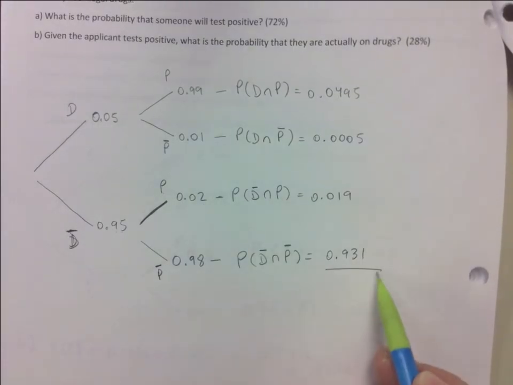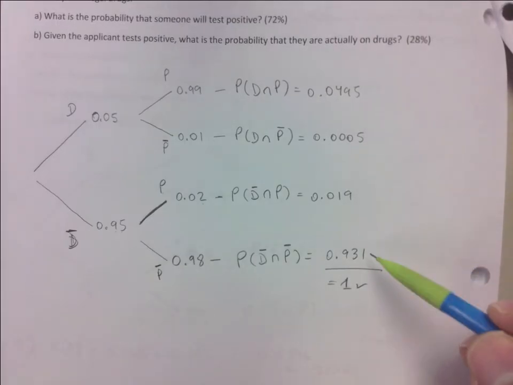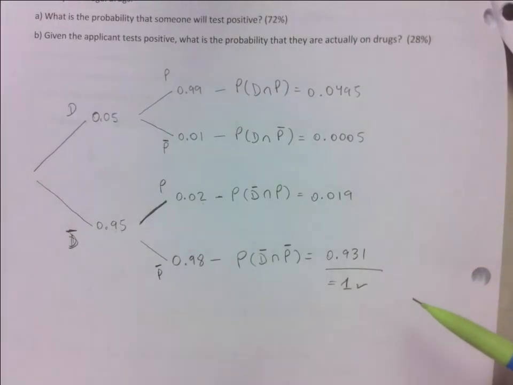I just did a check. This adds up to 1. So if the branches add up to 1, you're in pretty good shape. I'm not guaranteeing you 100% on that, but that is a good indicator you're doing things right.